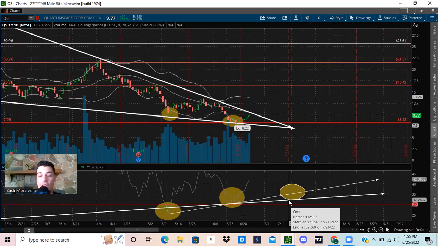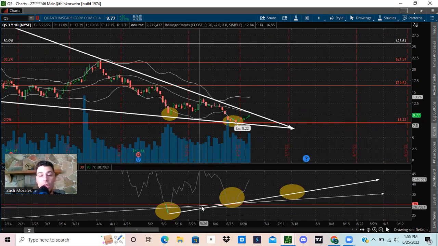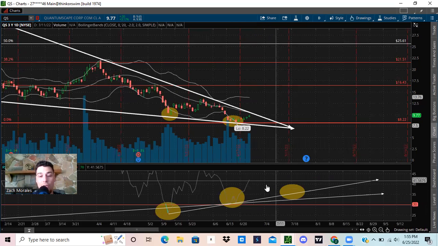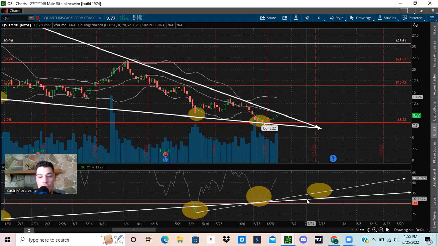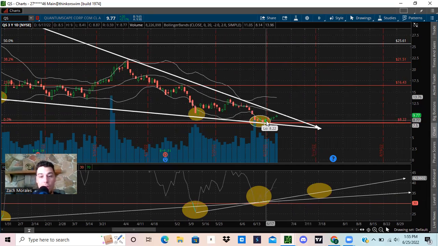If we don't find support there and we break this level, what tends to happen is we see a sharp drop in the stock because the bullish divergence has died off from the relative strength. Okay. So that's your first trend line you can look for a bounce off of, or you can look at the top trend line from this low to this low.